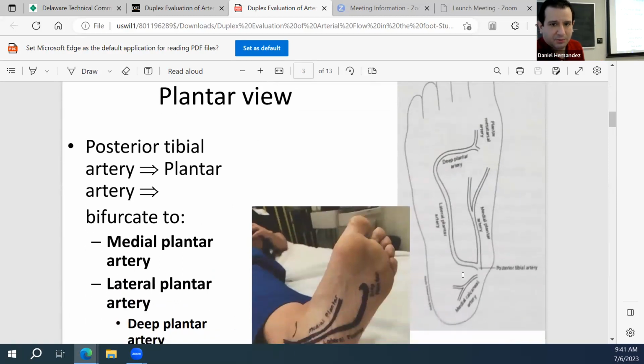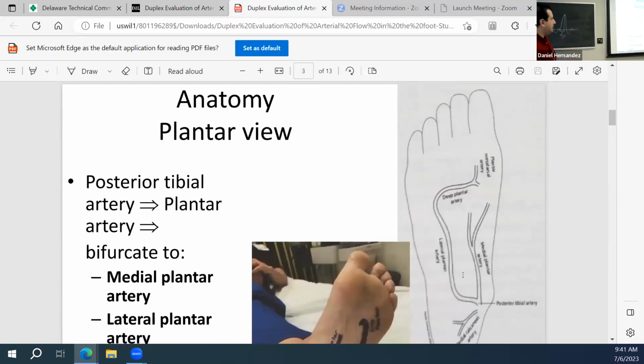So to try to just go over some basic anatomy for the plantar foot. I don't like this view. Get out of here. There we go.